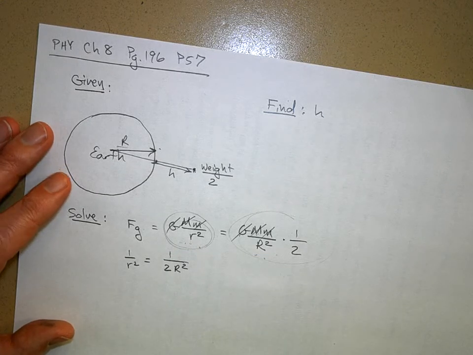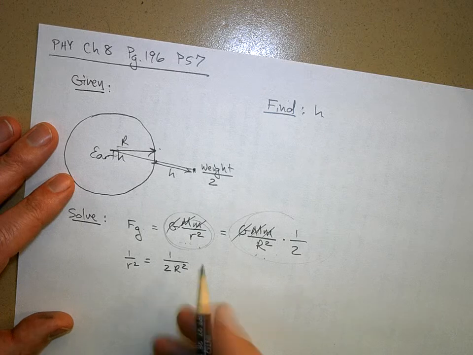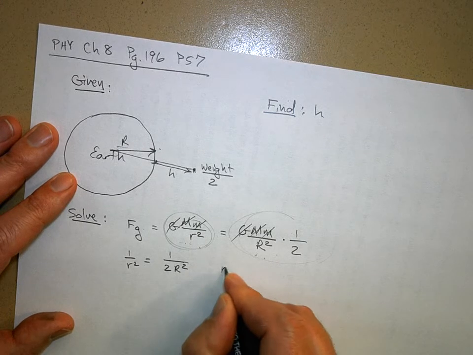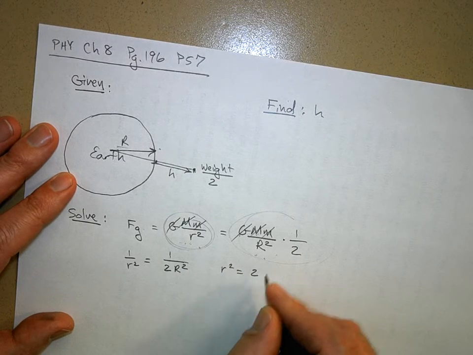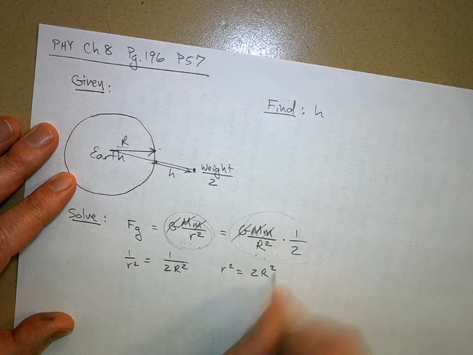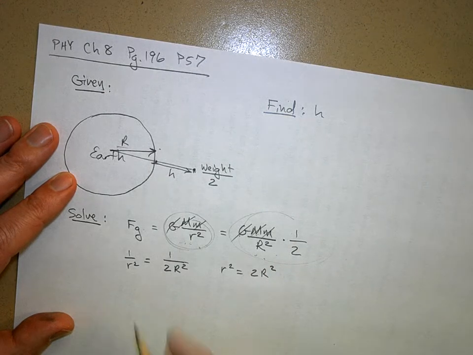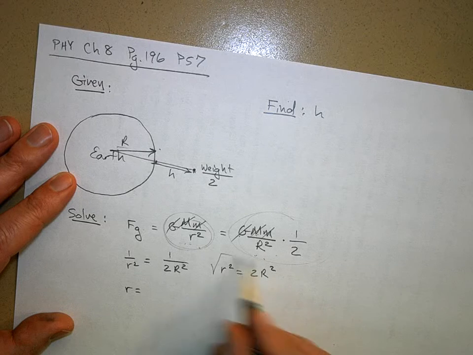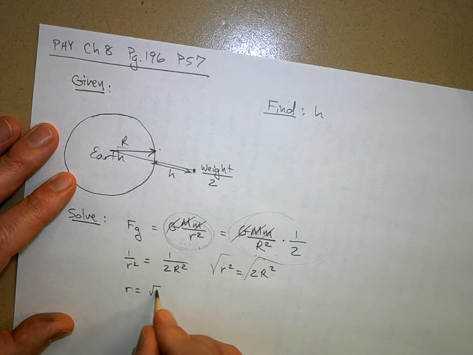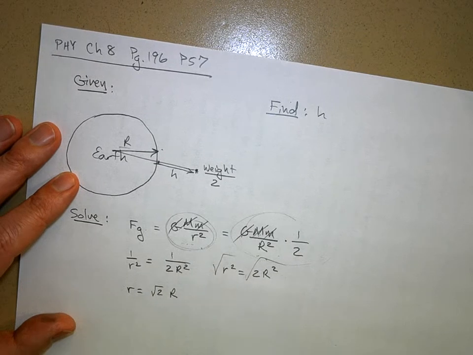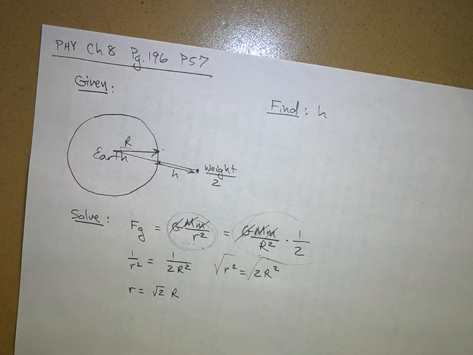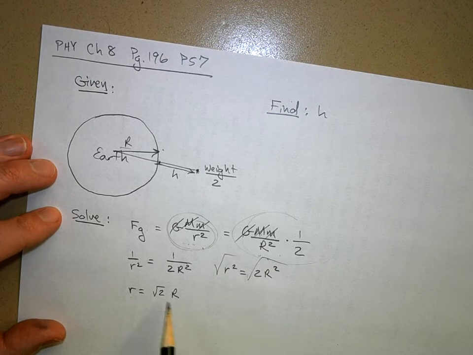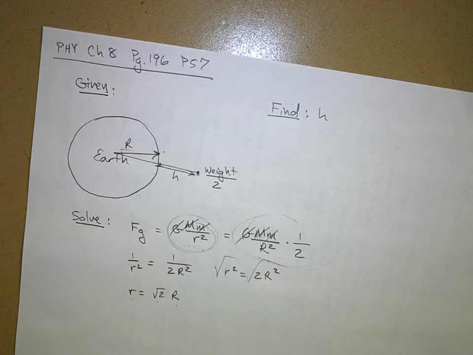So now we can, let's reciprocate both sides. That means that r squared is equal to 2 times big R squared. Now we want to know what r is. So r is equal to, we'll take the square root of both sides. And that's just going to be the square root of 2 times the radius of the Earth. So the answer is, well, it's not the total answer, but our location from the center of the Earth is the square root of 2 times r.